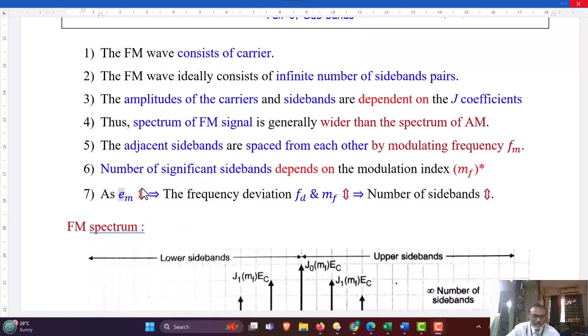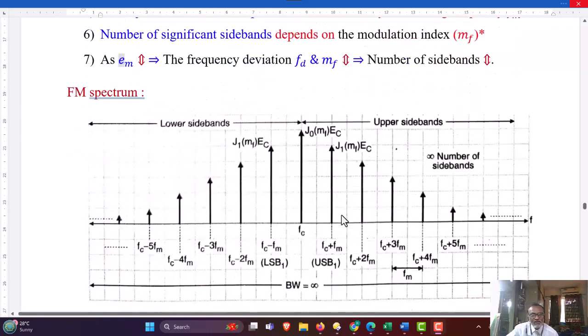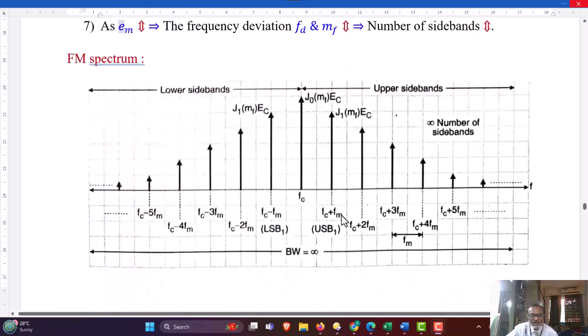As the instantaneous value of the modulating signal increases or decreases, the frequency deviation and modulation index are also increasing or decreasing. That gives rise to an increase in the number of sidebands because we have seen the expression of FD and MF. FD and MF are functions of the modulating signal amplitude EM, and therefore with the variation of EM there is variation in FD and MF as well as in the number of sidebands. The expression we have seen for a frequency modulated signal can be plotted as a graph.